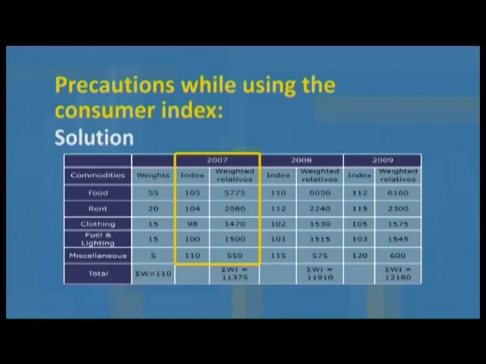The third and the fourth columns will indicate the index and weighted relatives for the year 2007. Similarly, fifth and sixth columns indicate the index and weighted relatives for the year 2008. The seventh and the eighth columns will indicate the index and weighted relatives for the year 2009. Now, let us take the total of all the weighted relatives, that is 11,375 for 2007, 11,910 for the year 2008, and 12,180 for the year 2009.